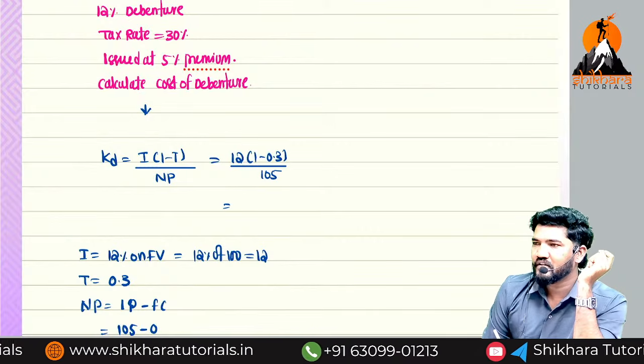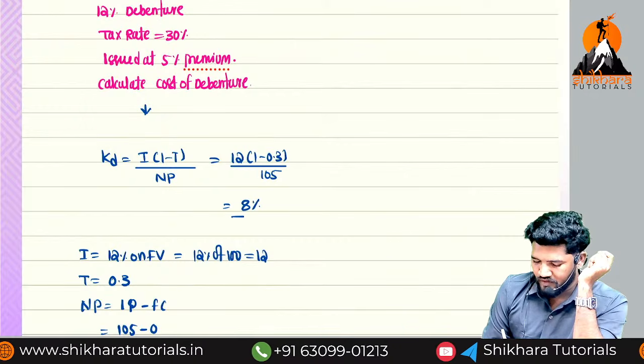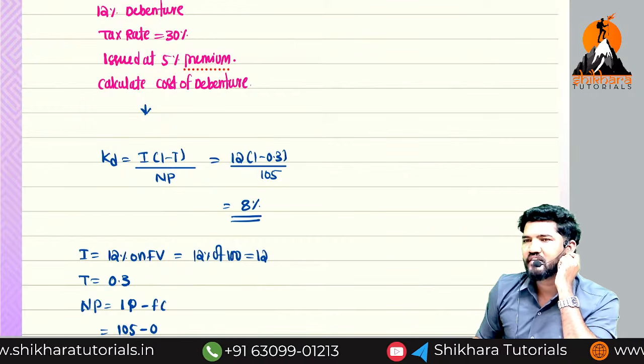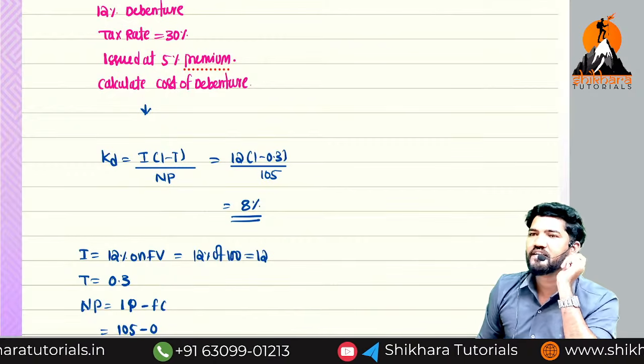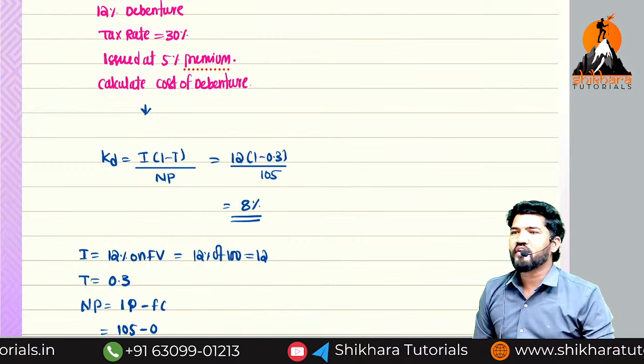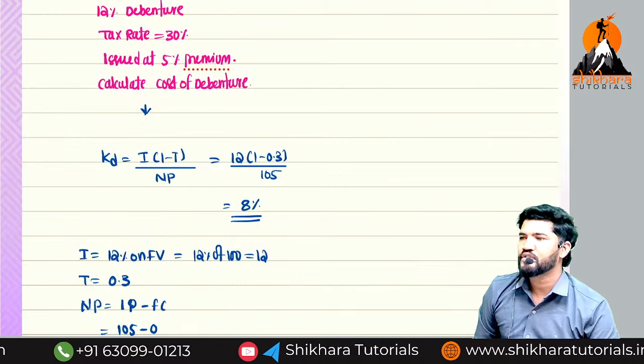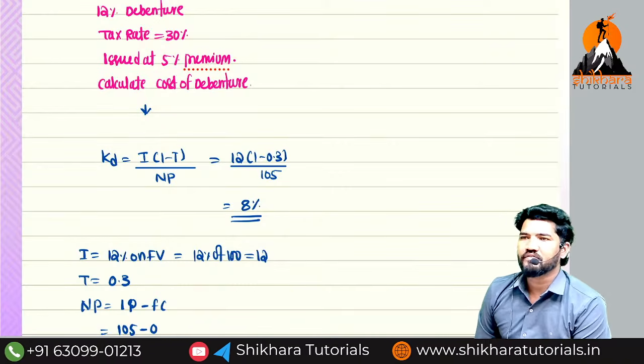How much percentage? At the end, how much do you have to pay as interest? 8% with the help of tax advantage. If there is no tax advantage, how much do you have to pay? 12%. Clear? Okay, then fine.